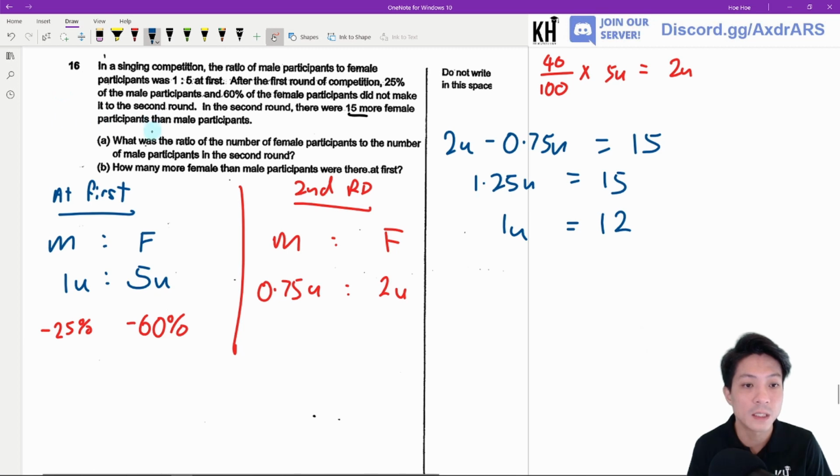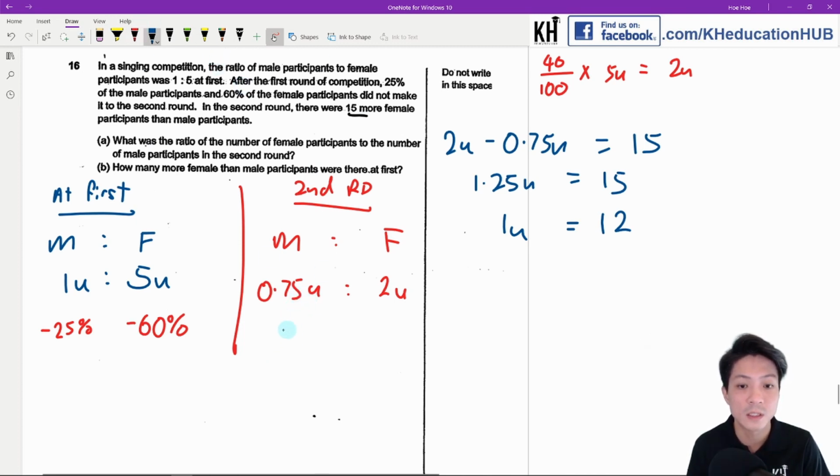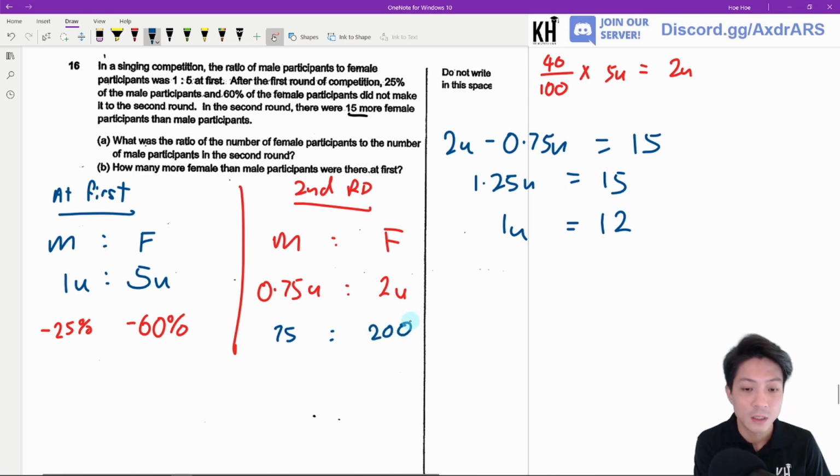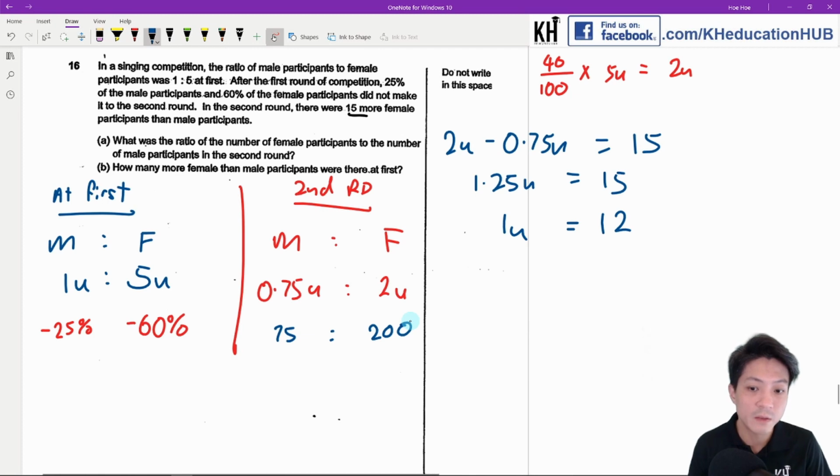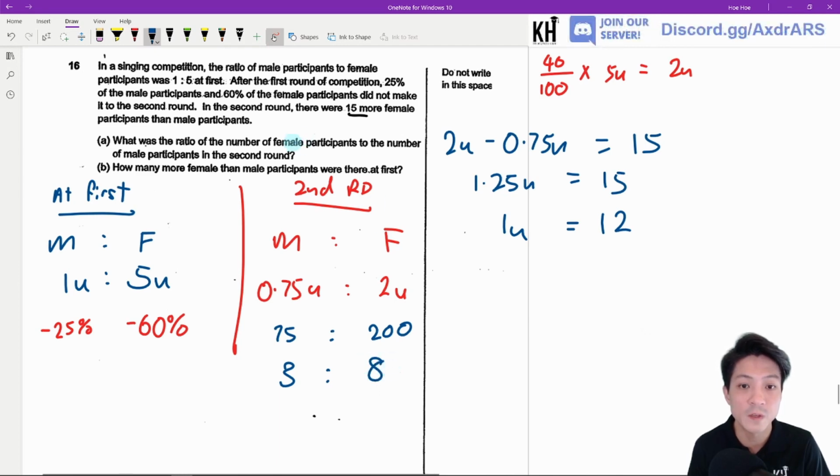Okay, part A is asking what was the ratio of the number of female participants to the number of male participants in the second round. Okay, so we're gonna change this to the simplest form. First, I'm gonna get rid of the decimal, multiply by 100 to give me 75:200. Change it to the simplest form. I divide by 25. Divide by 25 will give me 3:8. Okay, which means that they're asking for female is to male, which is 8:3.